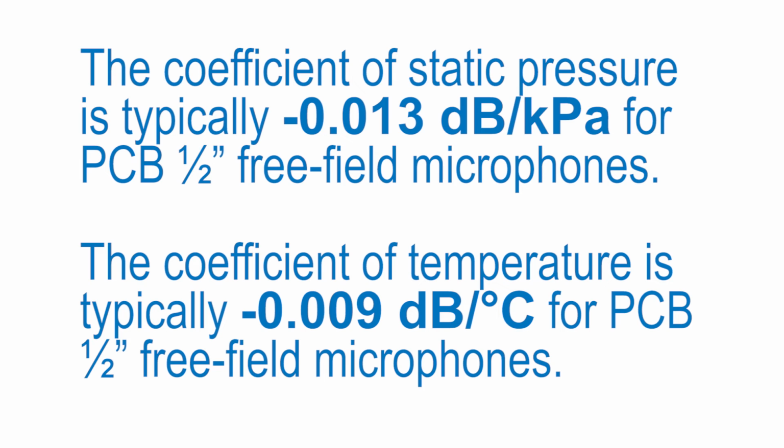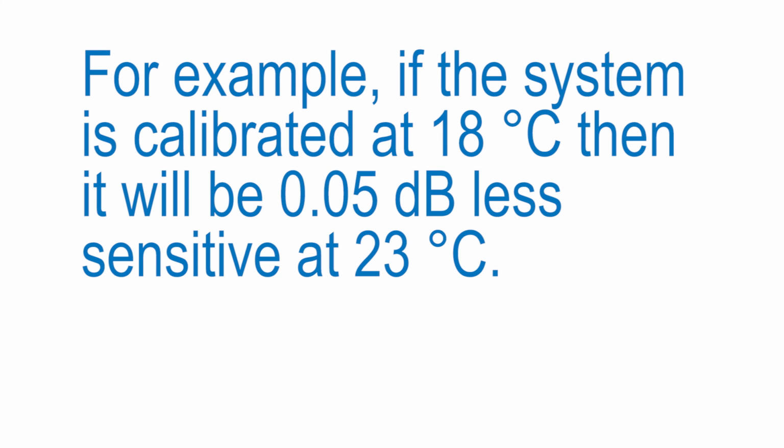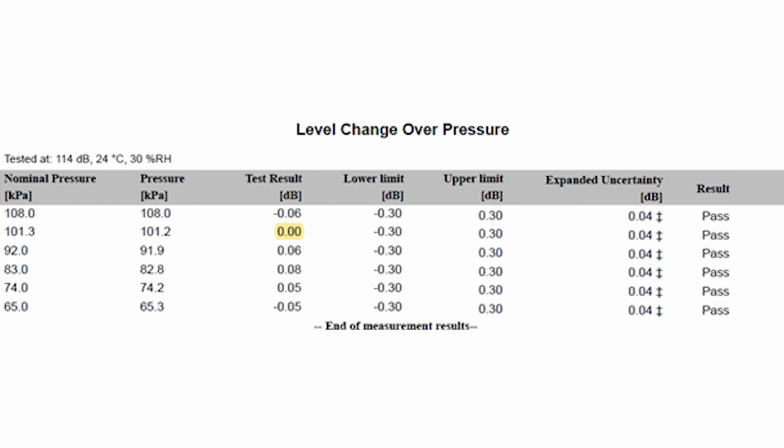The sensitivity of the microphone varies slightly with temperature also. The coefficient of temperature is typically negative 0.009 decibels per degree Celsius for PCB 1/2 inch free field microphones. For example, if the system is calibrated at 18 degrees Celsius, then it will be 0.05 decibels less sensitive at 23 degrees Celsius. Check the calibration data shipped from Larson Davis with the CAL200 to get the pressure correction specific to your system.